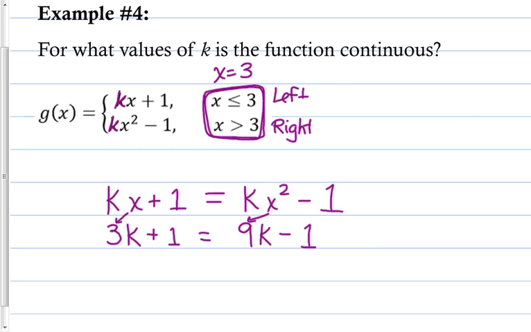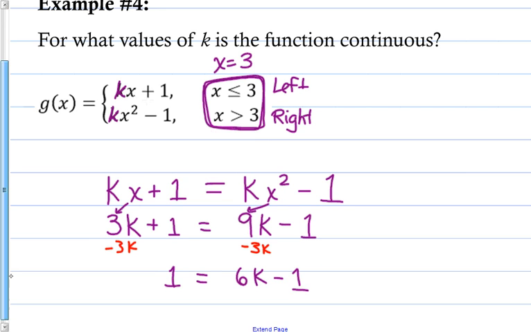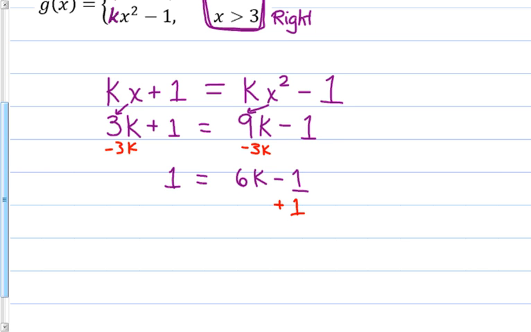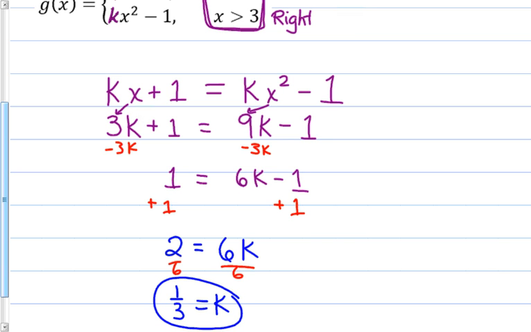So let's subtract 3k from both sides. Minus 3k, minus 3k. And now I have 1 equals 6k minus 1. Let's move up a little. Add 1 to both sides. And I get 2 equals 6k. Divide both sides by 6. And I get k equals 1/3. And this is the value that I can put into the equation instead of k that would actually make this function continuous.